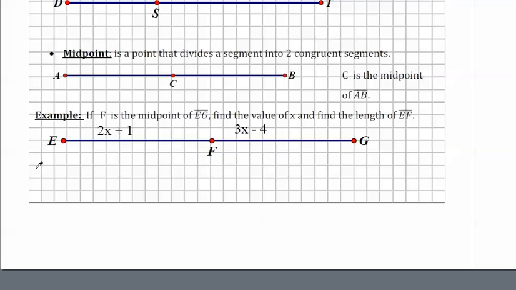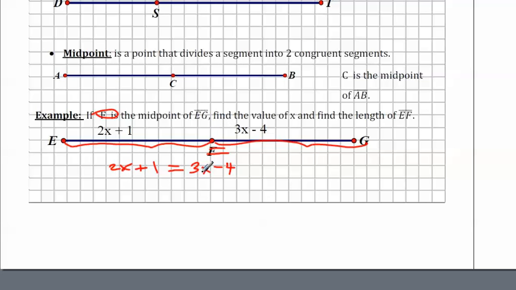All right, let's do this last example. This is an example of a midpoint. The midpoint here is F. So if this is the middle, then this part should be the same as this part. So in this situation, they should be equal. The whole philosophy is that we have two congruent or two equal parts. So we should be able to say 2x plus 1 equals 3x minus 4. Notice it's different than what we did in the segment addition. In segment addition, we added our segment pieces. But in a midpoint, we're going to set them equal.